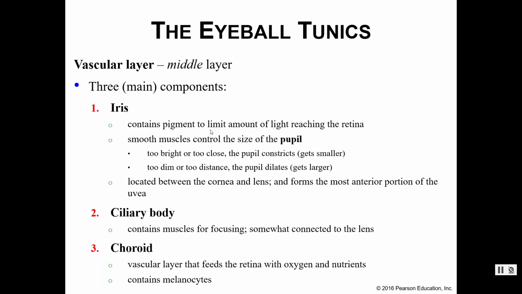The pigment itself is not just there for show, it's not just there to be pretty. It helps limit how much light can reach the retina in the back of the eye. We'll talk about the retina a good bit here in a little bit. But we don't want to let too much light into the retina because you could damage the retina and that would be bad. So the pigmented part of the iris helps control how much light gets back there. You're also going to find some smooth muscle in this area that helps control the size of the pupil itself.